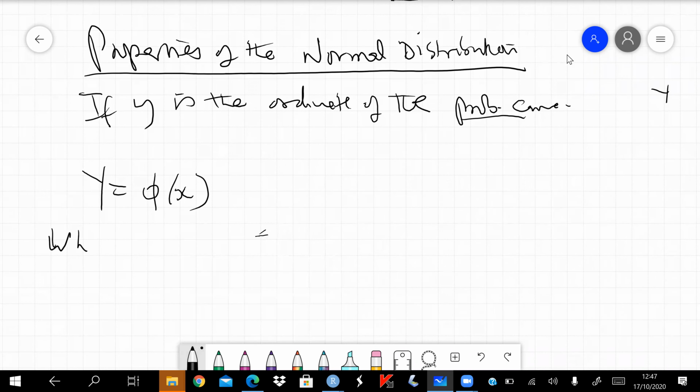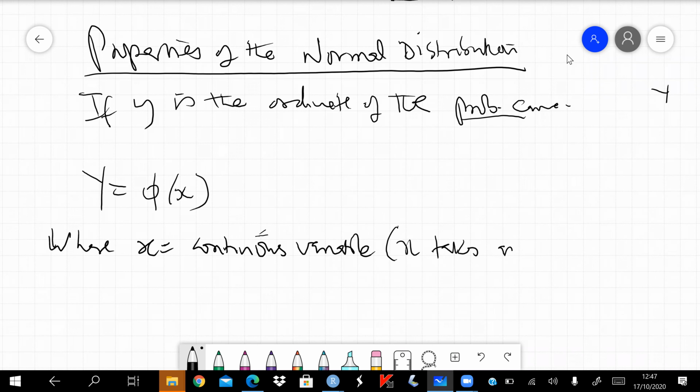Where x is a continuous variable, that means that x takes all the possible values. X takes all the possible values within a given interval.